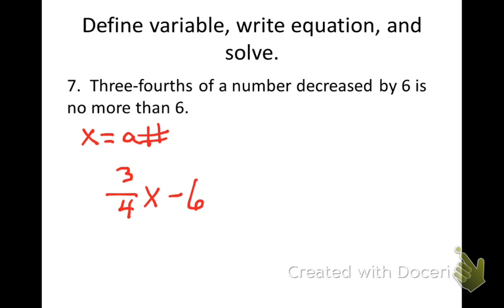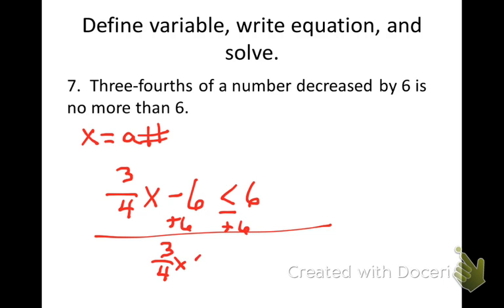If it's no more than 6, if it's not more than 6, it would have to be less than or equal to 6. So we would need to add 6 to each side and get 3/4 x is less than or equal to 12. And again, look at this.